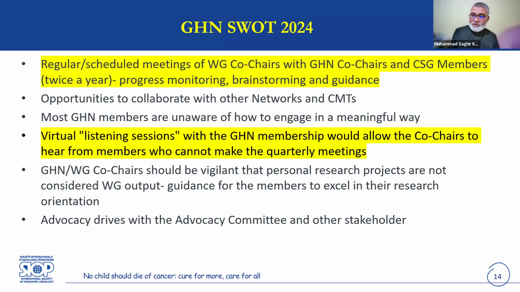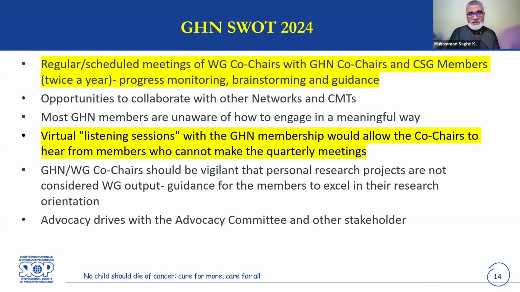Say it again. I think we discussed in the last two meetings, but these are all important points which we need to consider always, which came up from our last year's SWOT analysis. So one is regular or scheduled meetings of working group co-chairs with GHN co-chairs and CSC members. We thought it could be twice a year, for progress monitoring, brainstorming, and guidance. So this will not be our open meeting.